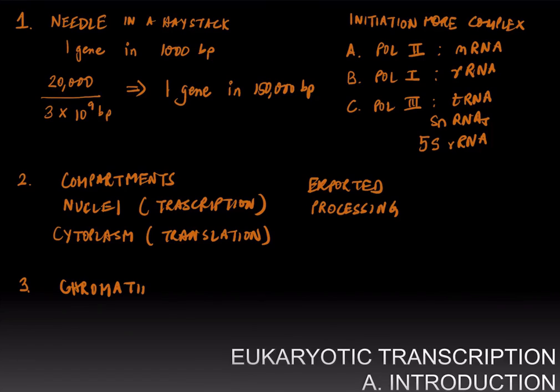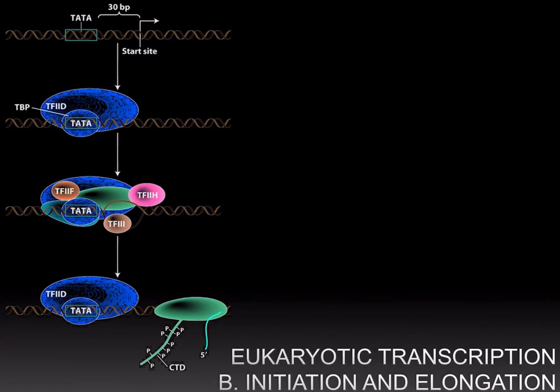think about chromatin. Although chromatin is more involved in the regulation of transcription than transcription per se, that's one of the differences between eukaryotic and prokaryotic transcription. The stages of transcription are the same in eukaryotes. You have initiation, elongation, and then termination.